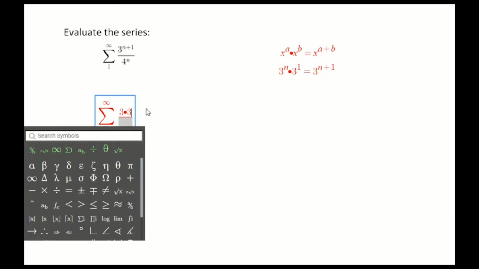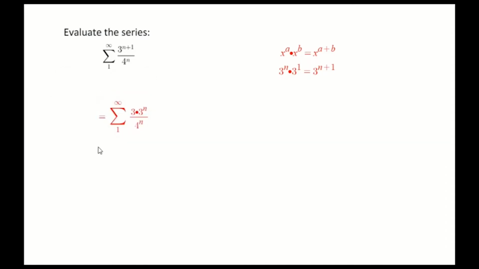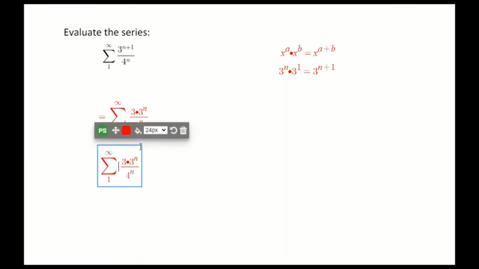There we go. 3 to the n over 4 to the n. And when I multiply a constant on the numerator of a fraction, that is the same thing as just multiplying the whole fraction by that. So I can actually rewrite this as 3 times 3 to the n over 4 to the n.